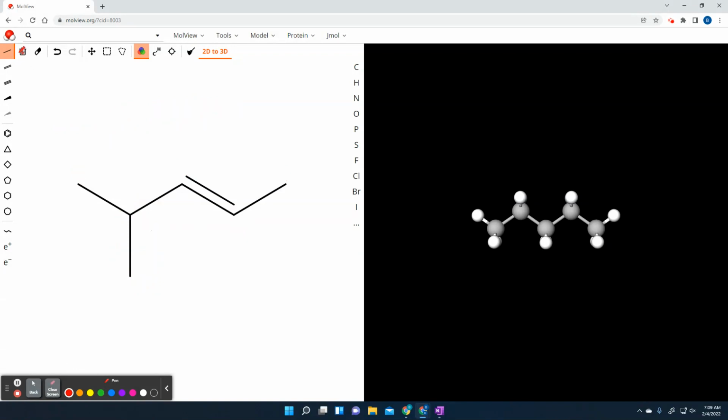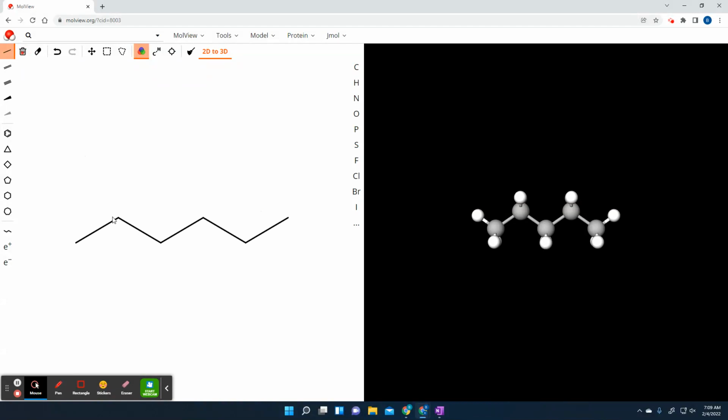So let's make a quick compound. 1, 2, 3, 4, 5, 6. So now we have a hexane. I'm going to change it to a hexene. And then let's put a couple of branches on. I can put maybe an ethyl here and a methyl here.